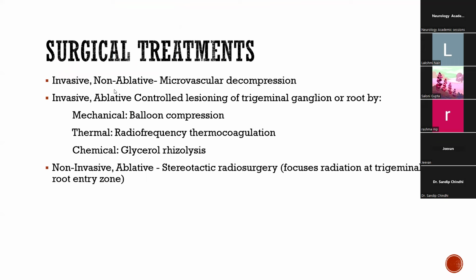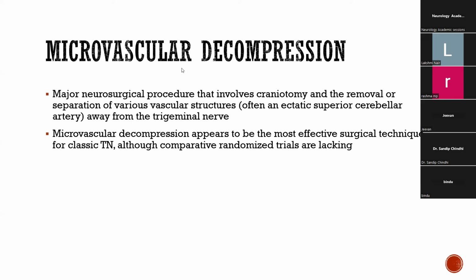Now coming to the surgical treatments in trigeminal neuralgia. These include invasive non-ablative procedures like microvascular decompression. Next is invasive ablative controlled lesioning of the trigeminal ganglion or root, by either mechanical means, that is balloon compression, thermal, that is radiofrequency thermocoagulation, or chemical, which is glycerol rhizolysis. Non-invasive ablative stereotactic radiosurgery can also be used. Coming to microvascular decompression, it's a major neurosurgical procedure.